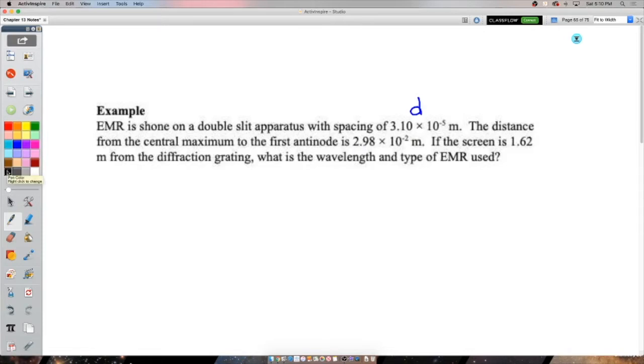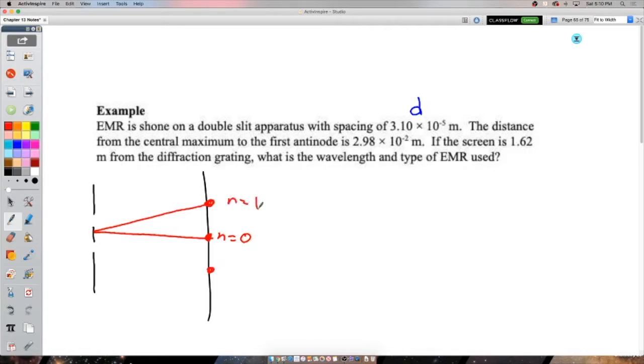Let's go ahead and draw this just to get a feel for what those variables mean. So we have our slits, we have our screen. So draw the central line there. This would be where the central bright spot would be. And it's saying the distance from the central maximum to the first antinode. So our first antinode will be, let's say, there, right? Of course, there's another one on that side, but we're going to use this one. So this is n equals 1, saying that that distance there is 2.98 times 10 to the minus 2 meters. So that's x. If the screen is 1.62 meters from the diffraction grating, so that's L, then what is the wavelength and type of EMR used?